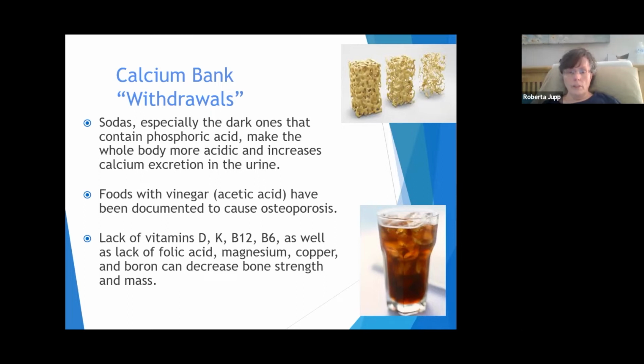Foods with vinegar, which is acetic acid, have been documented to cause osteoporosis. Lemon juice is citric acid, and that does not have that same effect. So I heard a lady talking the other day, and she was saying if you take apple juice and you put lemon juice in the apple juice, then you get the same type of acid that you would want to use in your cooking in place of vinegar. And so it would not be harmful and draw calcium from the bones.